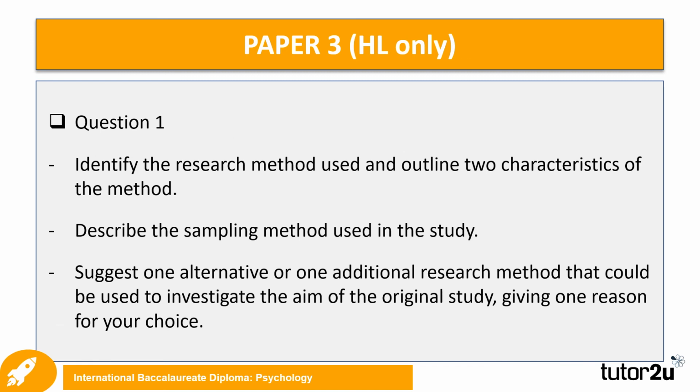Question 1 includes the following 3 questions. Identify the research method and outline 2 characteristics of the method. Describe the sampling method used in the study. Suggest one alternative or one additional research method that could be used to investigate the same aim of the original study, giving one reason for your choice.